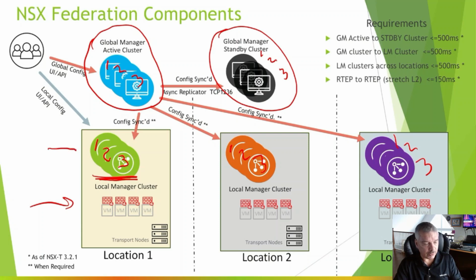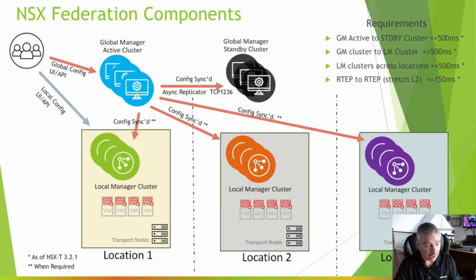So each location has its local managers, just like in any of my NSX stuff. Just think of it like that, right? Each local manager is responsible for its own location. It's responsible for the TEPs over there, the transport nodes, edges, and all that. So the local manager is still in charge of all those local objects. You can even have local routers and segments there, no problems. So local managers are responsible for the stuff in their site.